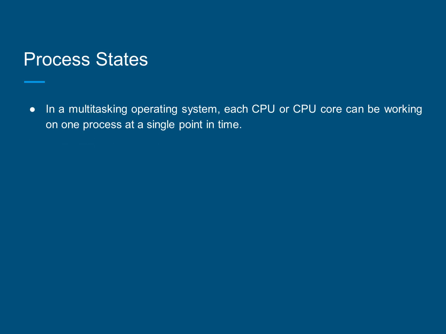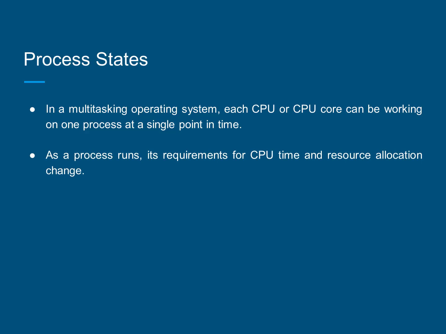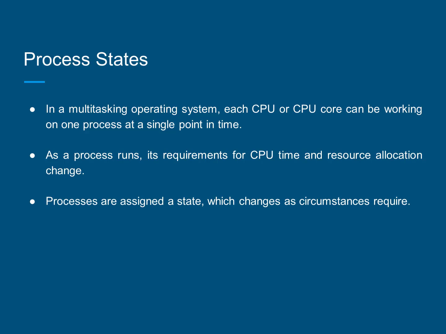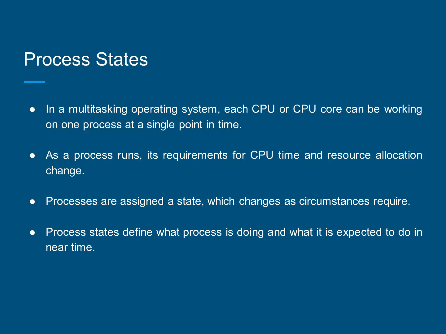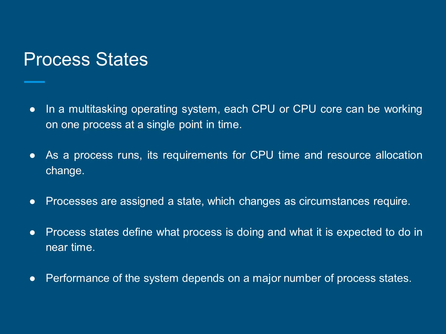In a multitasking operating system, each CPU or CPU core can be working on one process at a single point in time. As a process runs, its immediate requirements for CPU time and resource allocation change. Processes are assigned a state, which changes as circumstances require. Process states define what a process is doing and what it is expected to do in the near time.